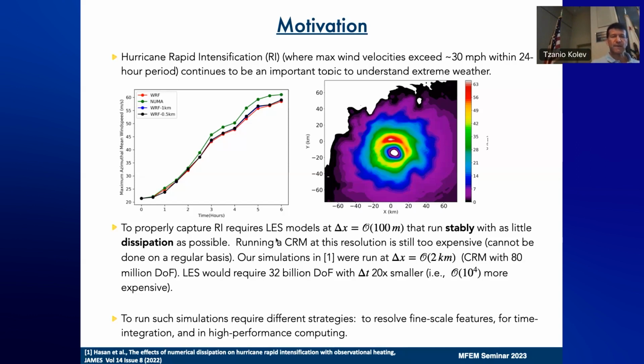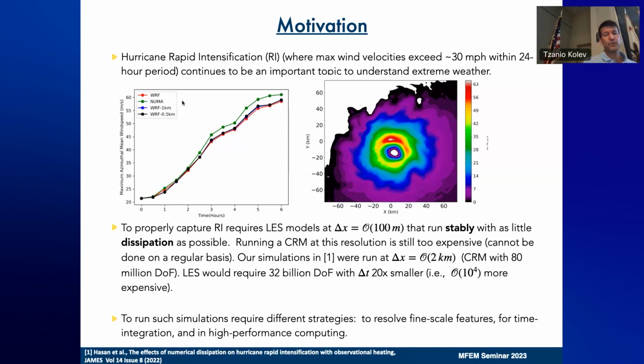Just to show you what I mean by that, I have two plots here on the left and on the right. On the left panel is on the horizontal axis the time in hours for a 6-hour simulation, and on the vertical axis is the wind velocity, the max wind velocities. And the WRF model that I'm showing you here is actually the model being used by the National Hurricane Center.